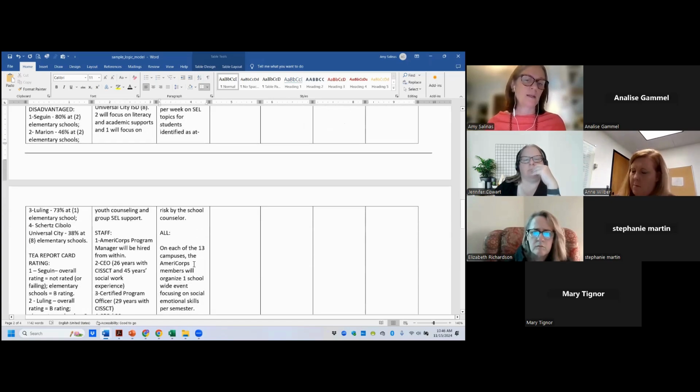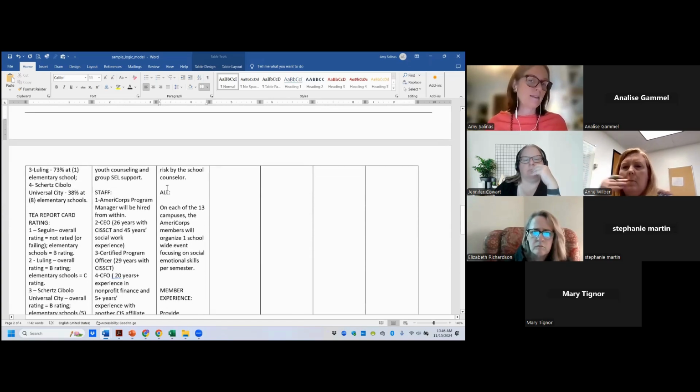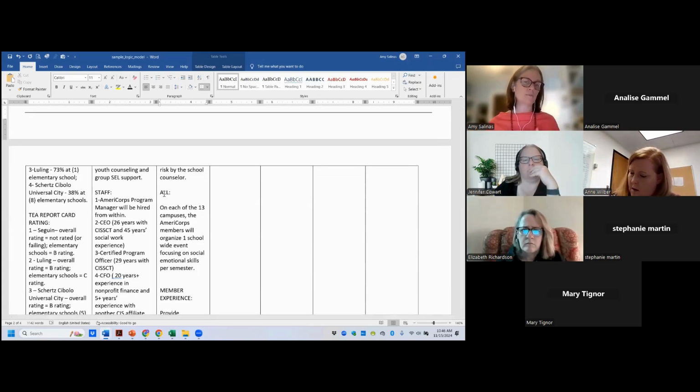And then I have an all category, because I maybe have buckets, but then I want all of them to work towards something that is similar across all my members. I'm saying that on each of the campuses that they're going to be at, I want the members to organize one school-wide event that's focusing on social emotional skills per semester. I'm not saying yours has to look exactly like this, but this is just an example of how it could be organized.